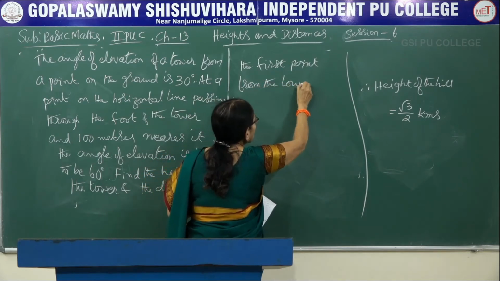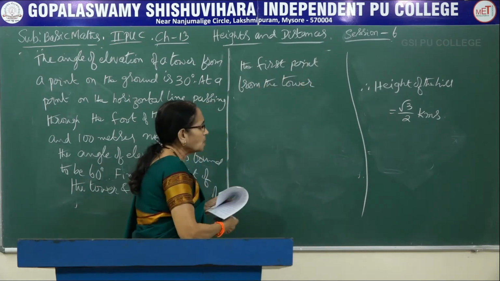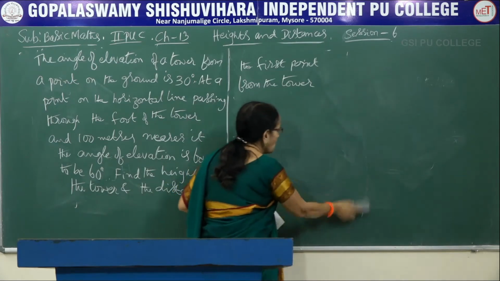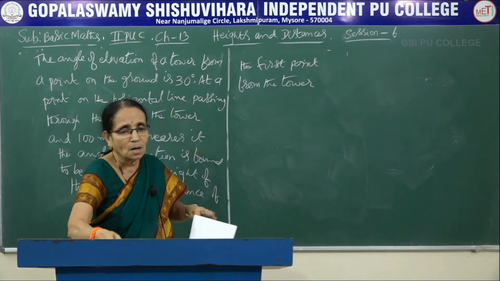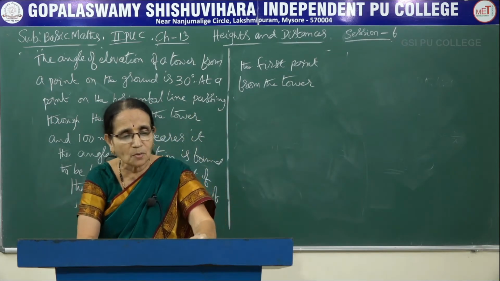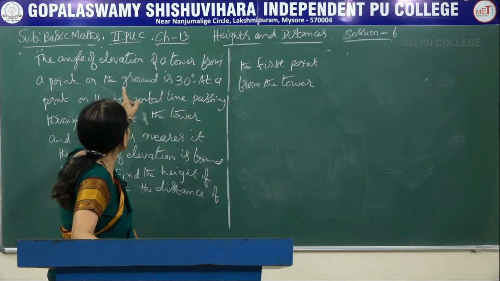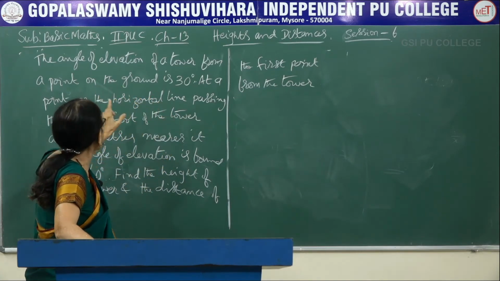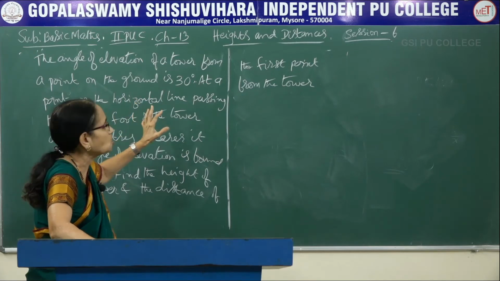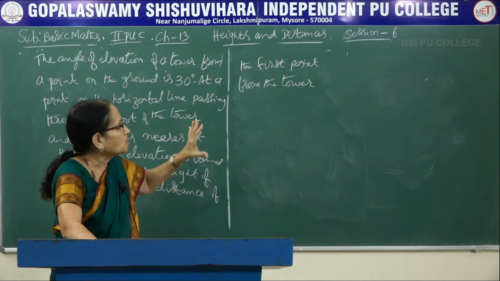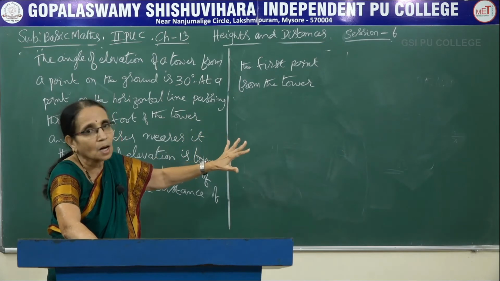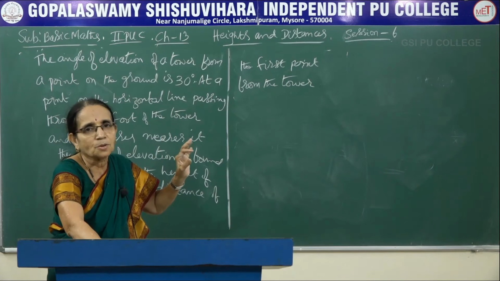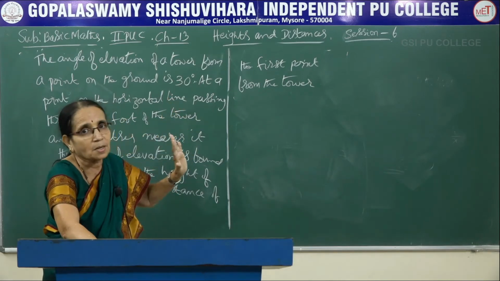Now, in this problem, there is one extra calculation you have to do. Read the problem and let us see how to analyze it and find the value. There is a tower. The angle of elevation of a tower from a point on the ground is seen to be 30 degrees. So a person is standing on the ground, observing the top of the tower, and the angle of elevation is found to be 30 degrees.